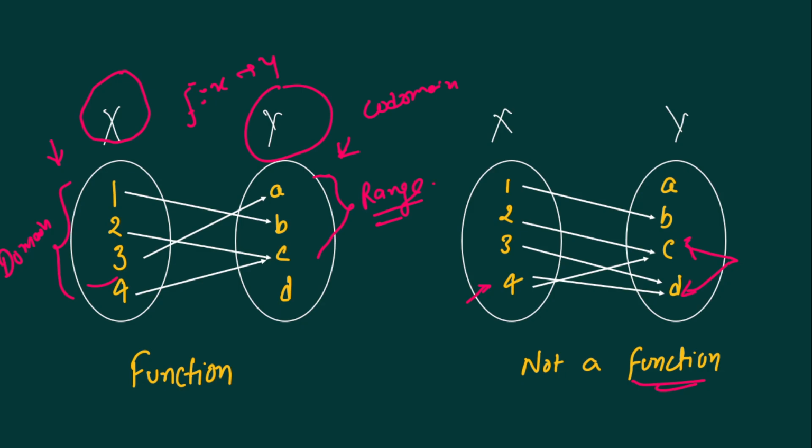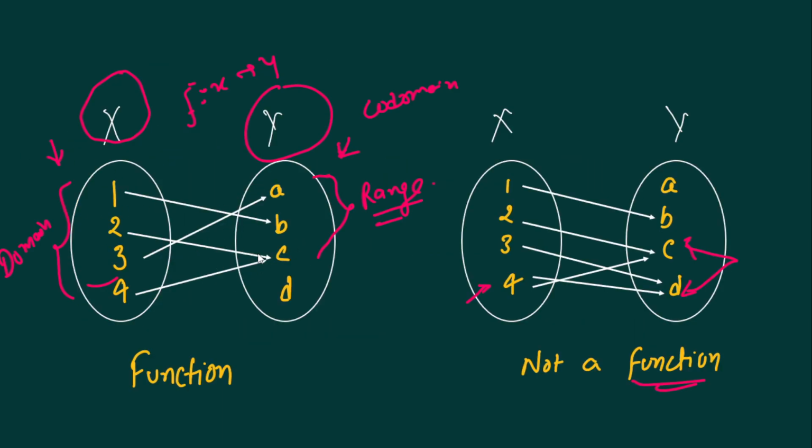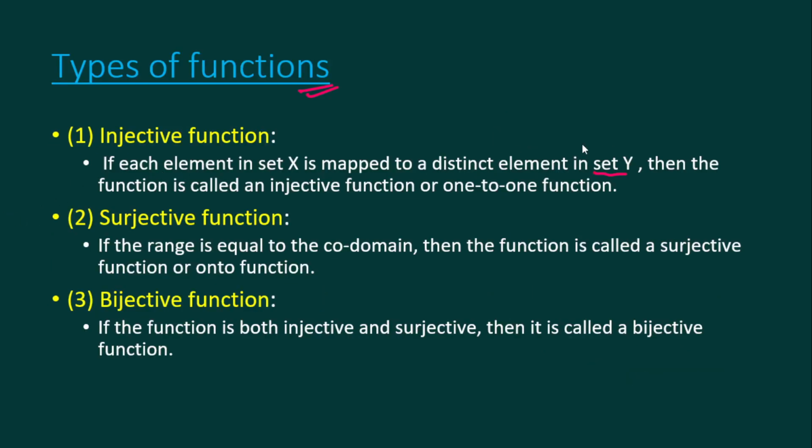Now let's move to our next topic, the types of function. We have read about the function, and now a function has its types. A function has three types. First is the injective function. If every element in set X is mapped to a distinct element in set Y, different elements, not the same, then it is known as an injective function.